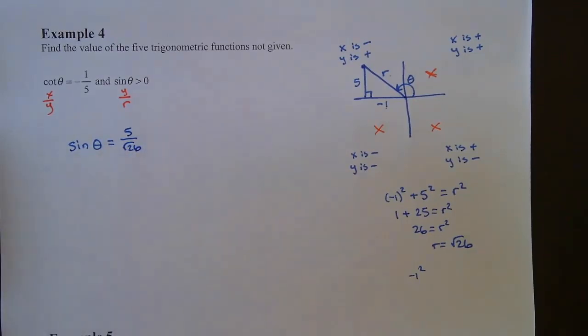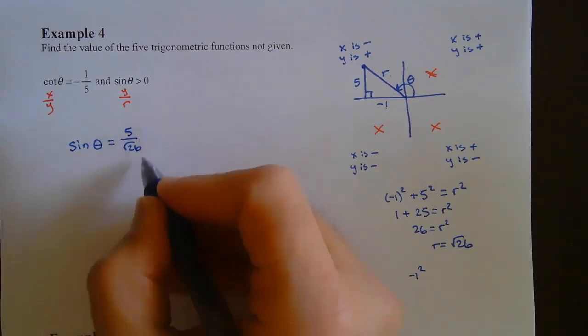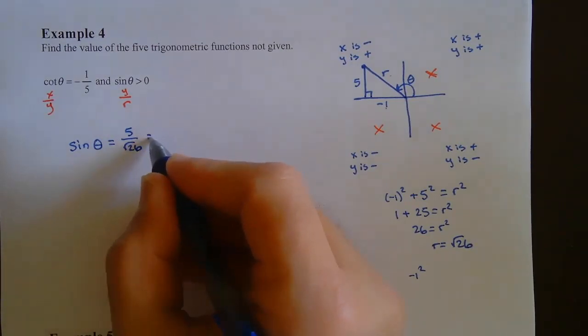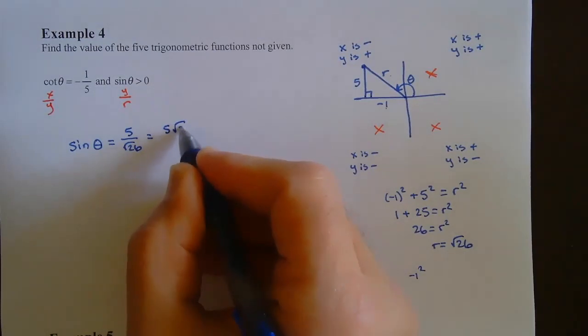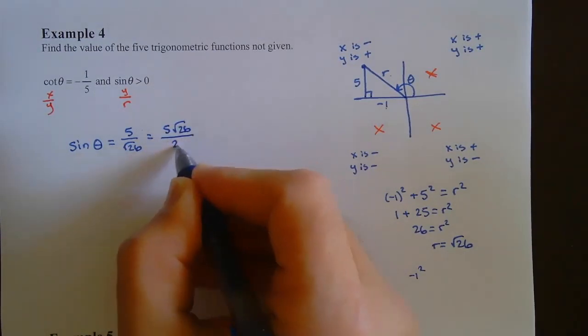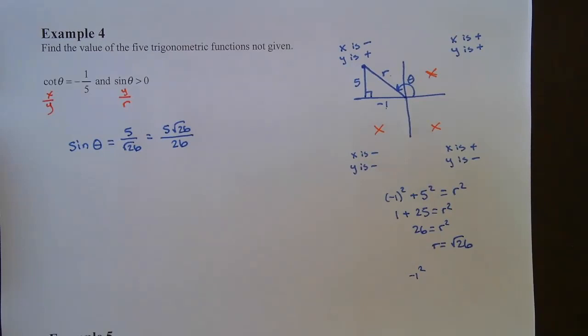And that's a good answer, but it's not the best answer because we have a radical in the denominator. So I'd want to multiply top and bottom by the square root of 26. That would give me 5 square roots of 26 over 26. Okay, and that'd be the correct answer.